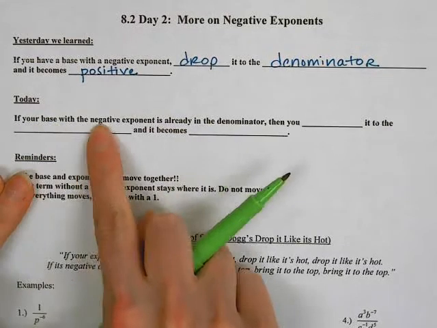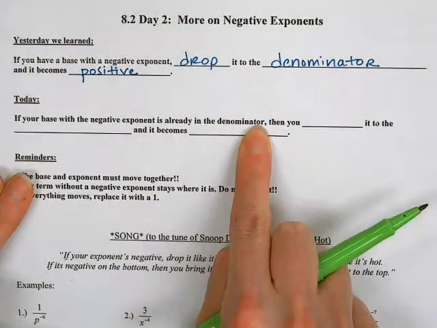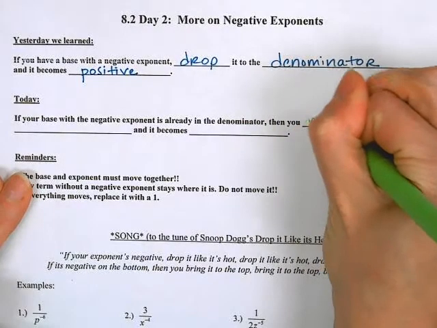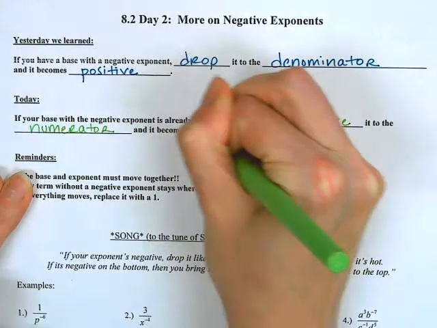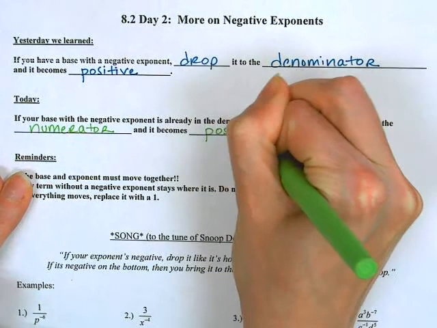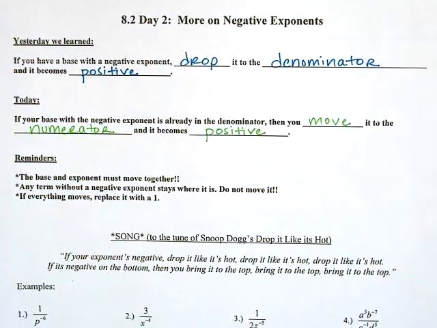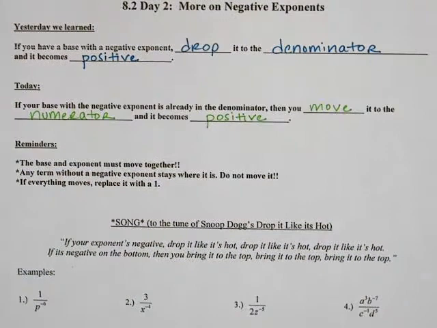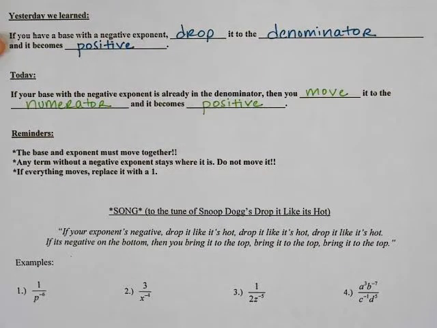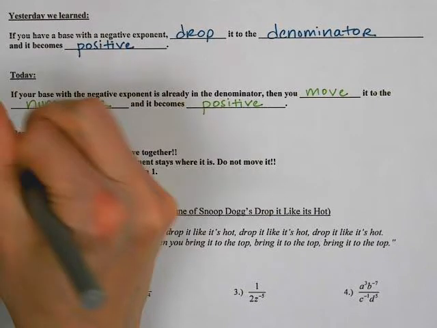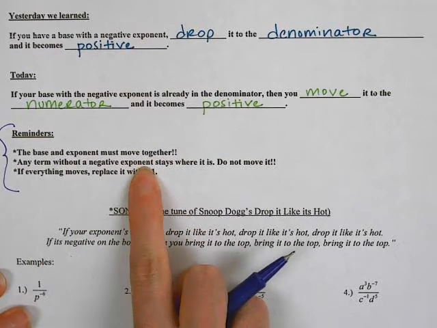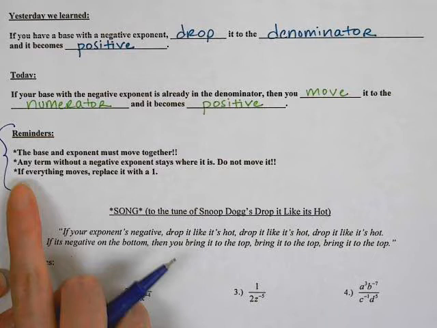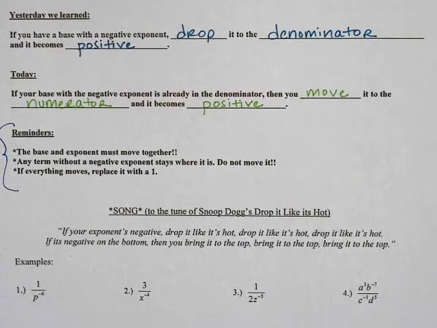If your base with the negative exponent is already in the denominator, then you move it to the numerator and it becomes positive. Okay, so this is from the other day and this is from today. And then I put those same reminders from the other day. The base and the exponent must move together. Any term without a negative exponent stays where it is. And if everything moves, replace it with a 1.